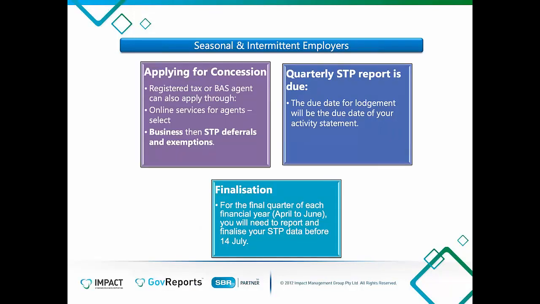So applying for the concession, obviously a registered income tax agent or BAS agent can apply through online services. If businesses do it, then it's the businesses' STP deferrals and exemptions. The quarterly STP report is due when your BAS is due, when your activity statement is due if you do get that concession. And of course the finalisation is still the 14th of July, even though you do have that quarterly concession. So I think that's sort of an interesting mix at the end of the financial year.